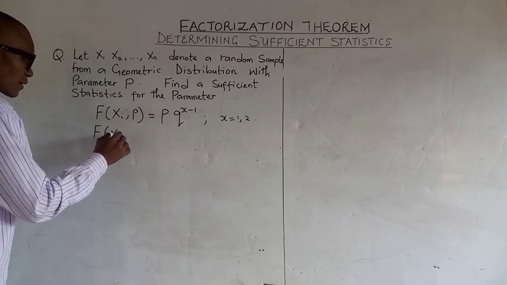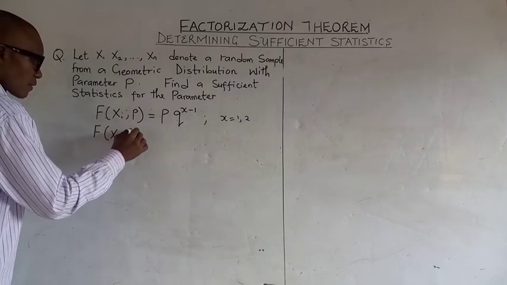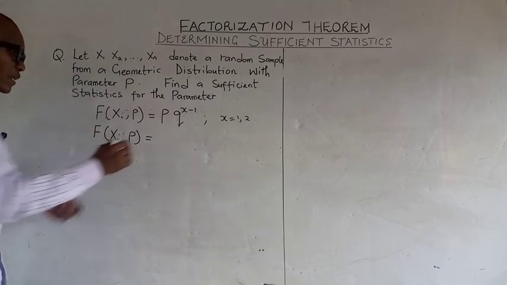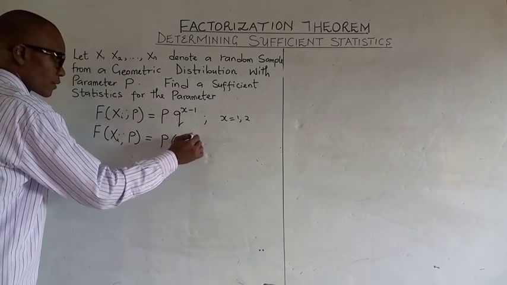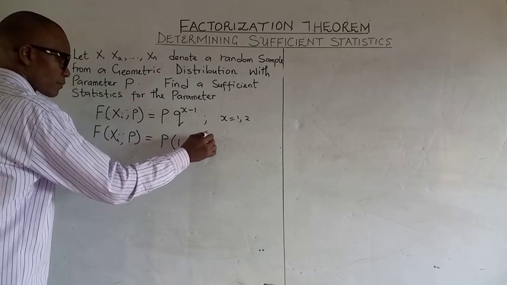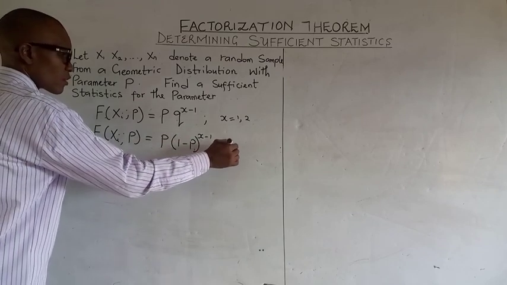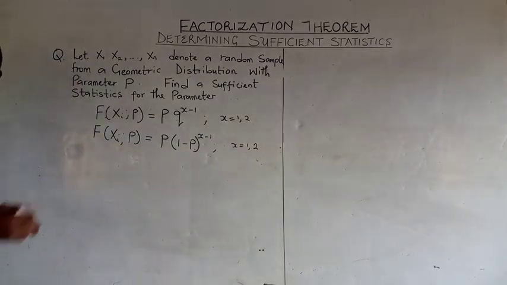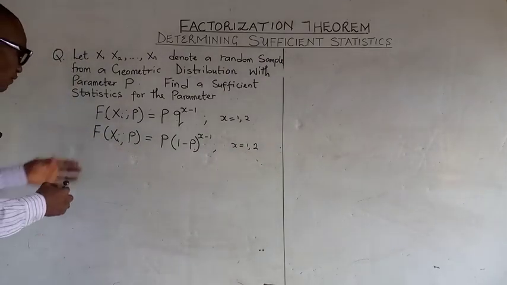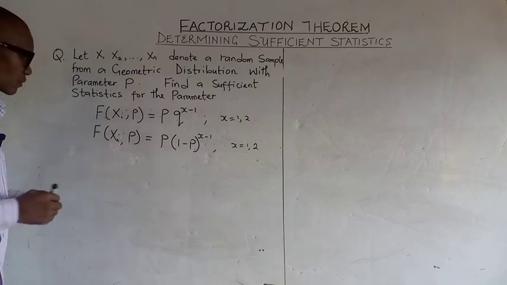f of xi and p, which is the parameter, will be p(1 − p) raised to the power of x − 1. Before we can now factor out, how do we factor out? I've said it already. Factoring this out is quite simple.